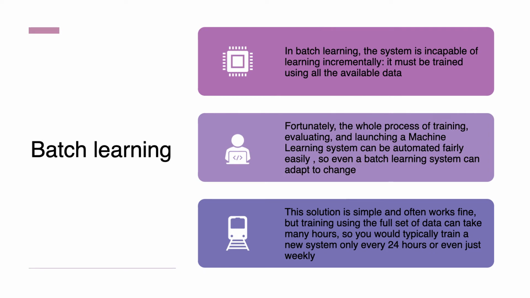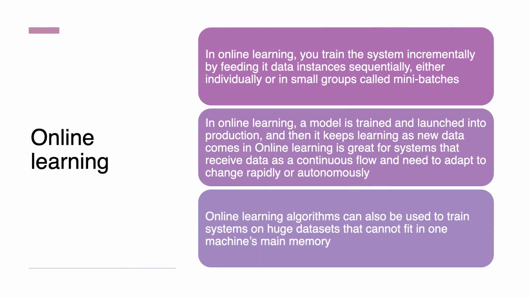If your system needs to adapt to rapidly changing data, then you need a more reactive solution. In online learning, you train the system incrementally by feeding it data instances sequentially, either individually or in small groups called mini-batches. Each learning step is fast and cheap, so the system can learn about new data on the fly, as it arrives. In online learning, a model is trained and launched into production, and then it keeps learning as new data comes in. Online learning is great for systems that receive data as a continuous flow, for example stock prices, and need to adapt to change rapidly or autonomously. It is also a good option if you have limited computing resources.